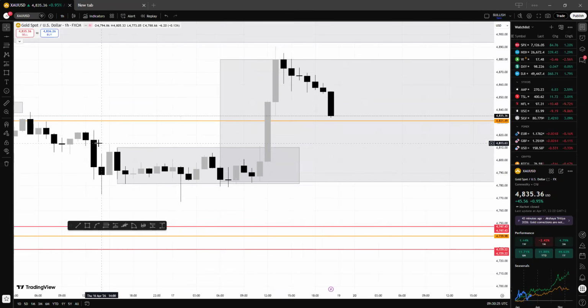We had a balance of sellers and buyers, and then buyers just chose to break out of that zone. This means that money was injected in this area.